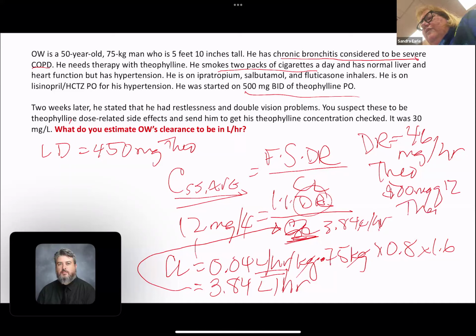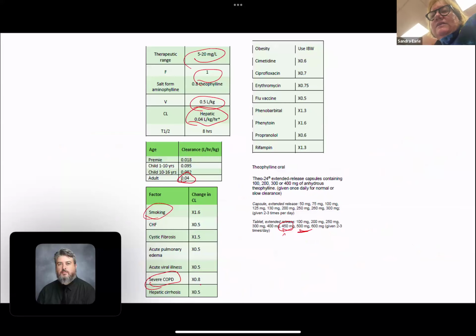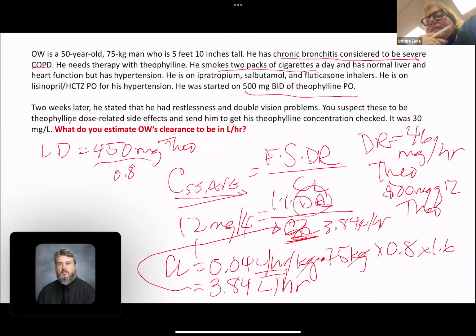What if we were giving aminophylline? We would just divide this by 0.8, wouldn't we? Divide this by 0.8 to get aminophylline, since the salt form is 0.8 of theophylline. Do y'all follow that? Yes. All right, so I should be able to ask you to give a loading dose or a maintenance dose to start a patient on either aminophylline or theophylline.